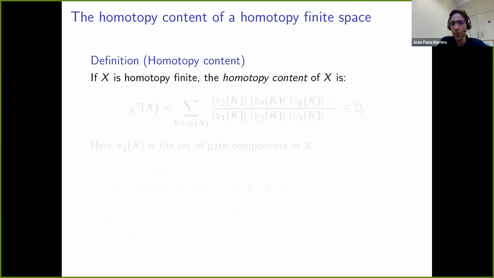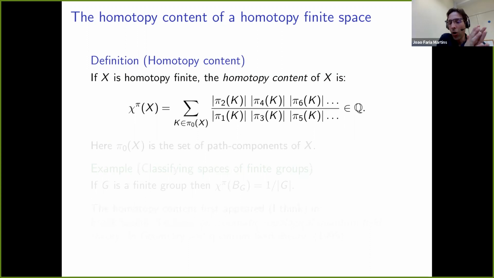You can compute a homotopy content, which is given by this Euler characteristic type formula. So you consider this infinite product where you put the cardinality of the odd homotopy groups in the denominator and the cardinality of the even homotopy groups on top of the fraction, and then you sum over all path components. And as long as the space is homotopy finite, you get a positive rational number.